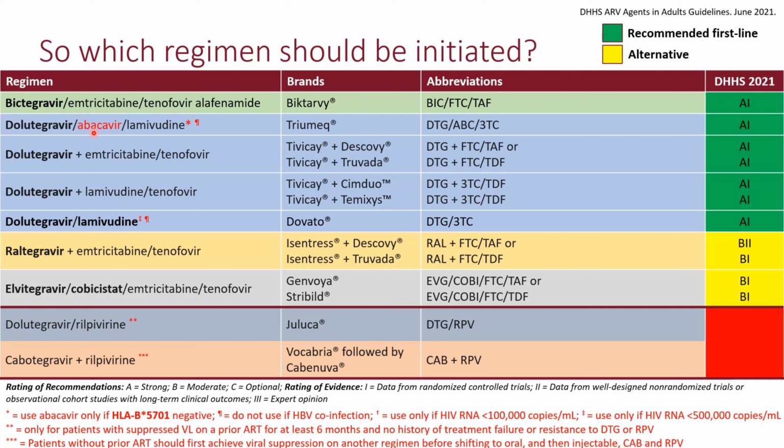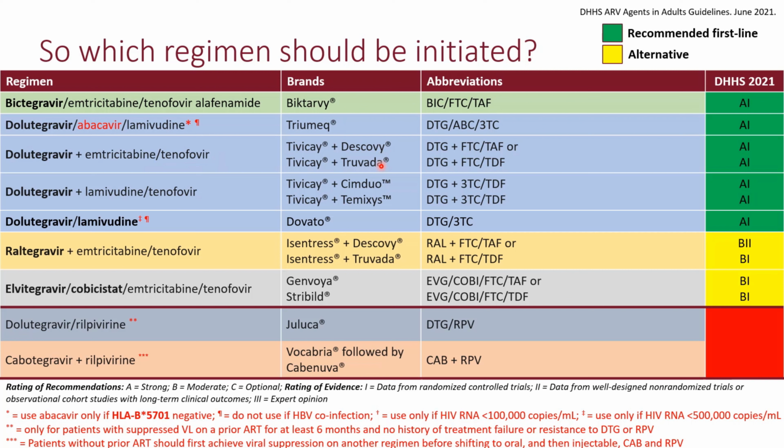Now with abacavir, it is important to note that there is a HLA-B5701 test that must be performed, and it has to be negative before the patients can receive abacavir because of the risk of hypersensitivity, which can be fatal. Now with this regimen, only lamivudine is active against hepatitis B. So if someone is co-infected with HIV and hepatitis B, this regimen is not recommended because abacavir does not have activity against hep B.